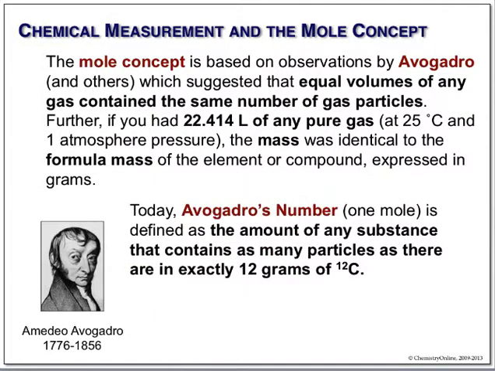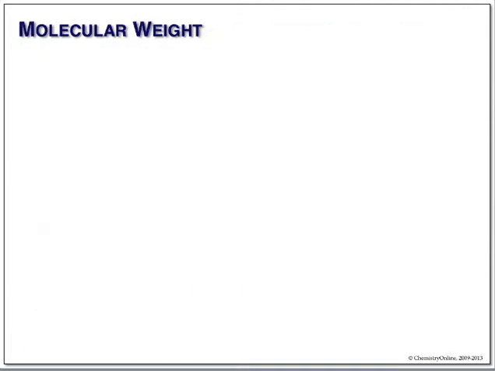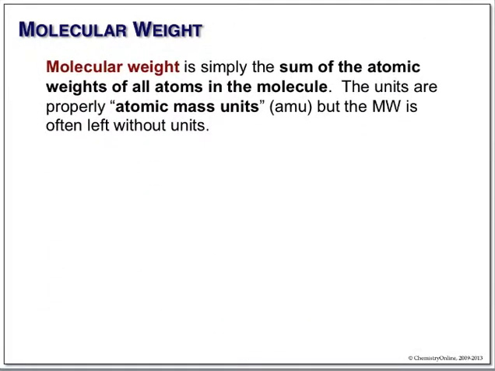The definition of Avogadro's number is actually based on the isotope carbon-12. If you have exactly 12 grams of carbon-12, it will have Avogadro's number of particles. Let's look at just a simple nomenclature concept here.